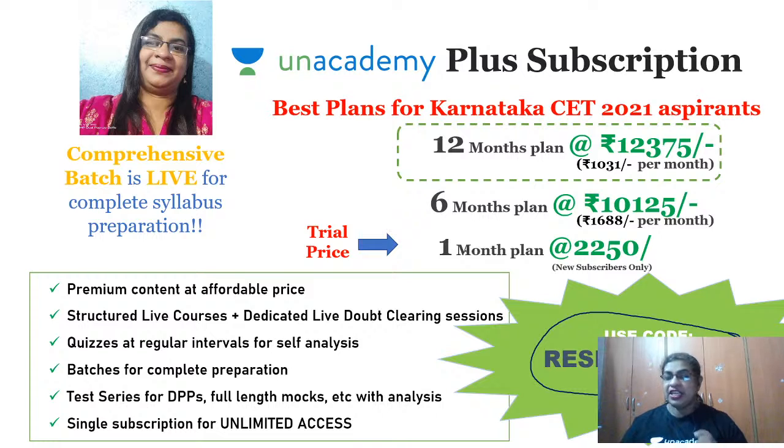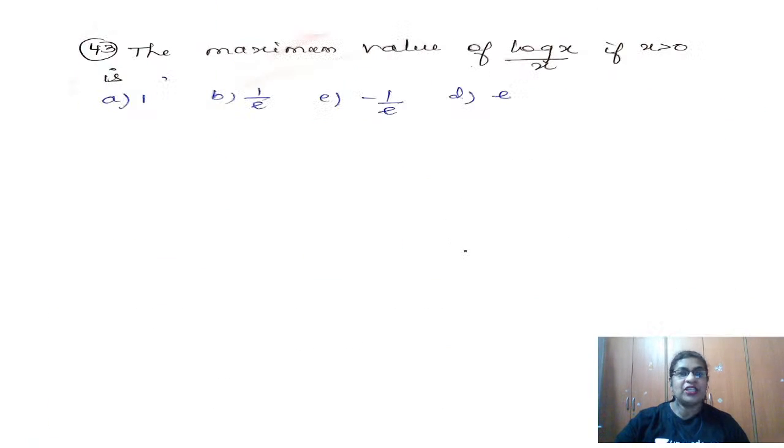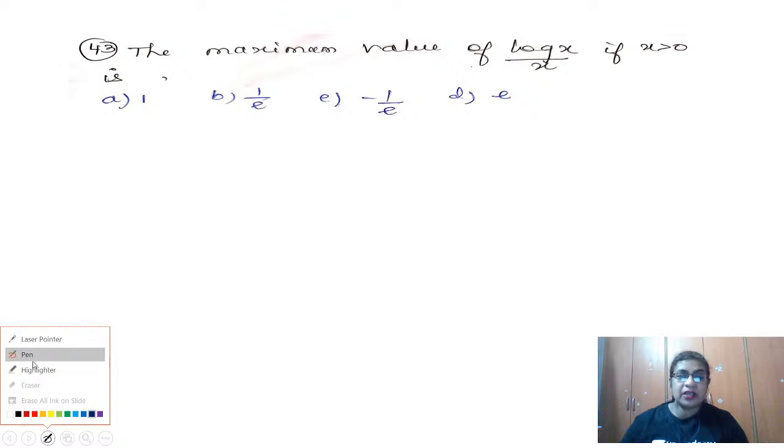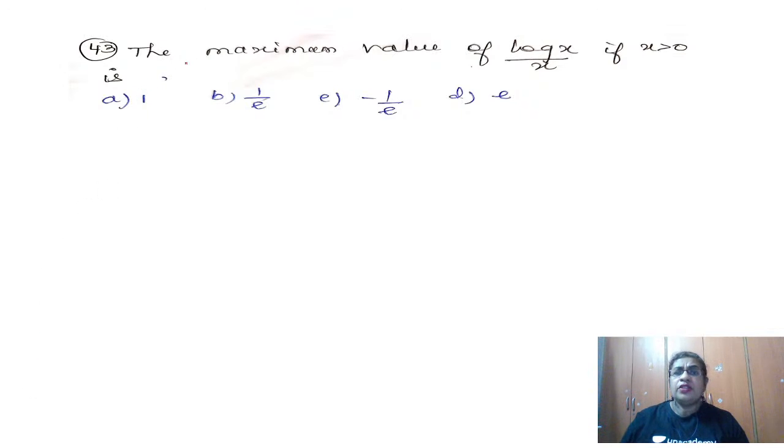Okay, so here we are with the 7th part of the 2020 question paper solved. We'll solve the first question of today's session, question number 43. First, let us understand what exactly is the question. We have here: the maximum value of log x by x, if x is greater than 0, is.